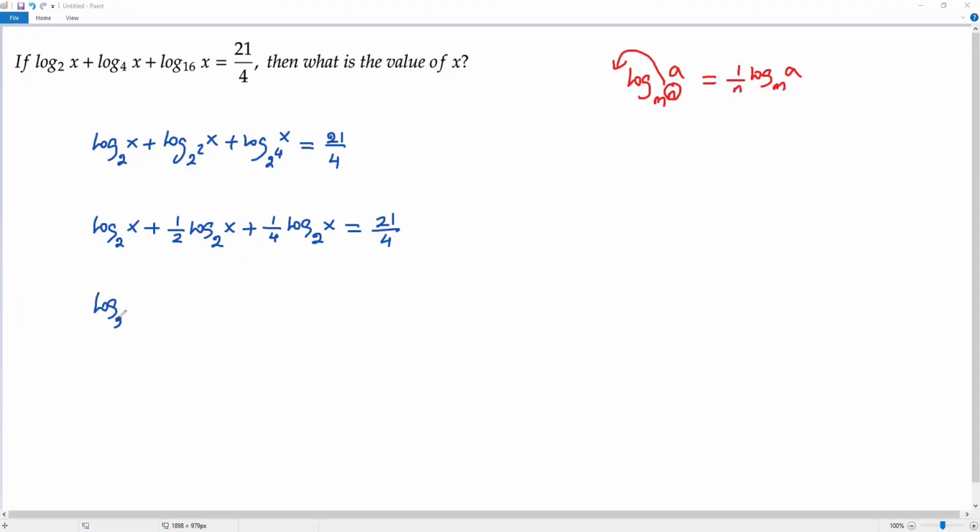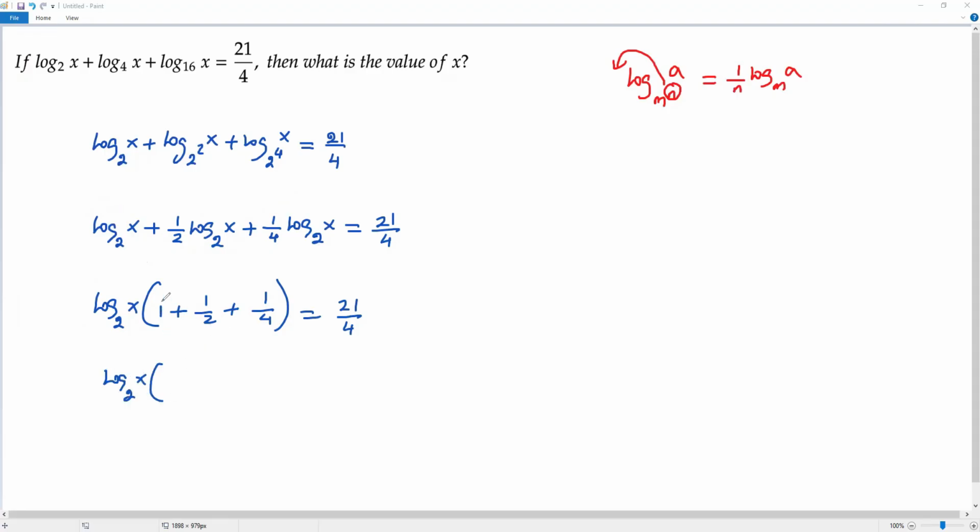Then we get log base 2 of x. When this is factored out, to get the stuff inside the parentheses, we have to divide all the three terms by the one I factored out, that is log base 2 of x. When I divide the first term by this, I'm just getting 1. When I divide the second term by this, I'm getting 1 over 2. And in the third term, I'm getting 1 over 4, equals 21 over 4. Now we have to add these three numbers.